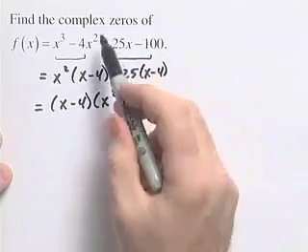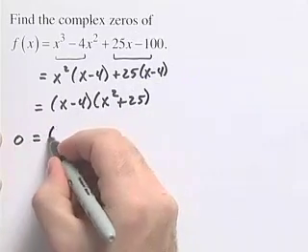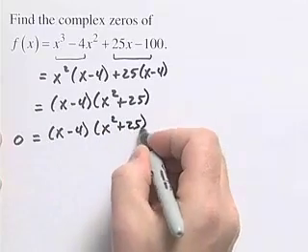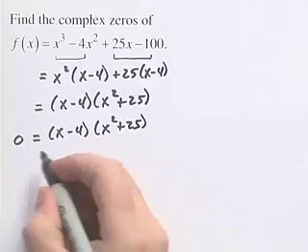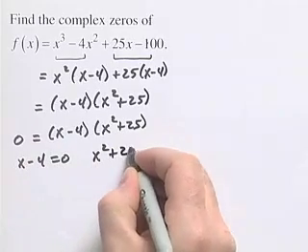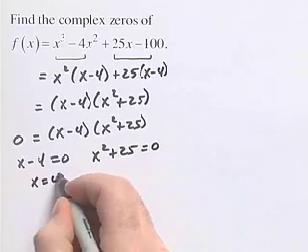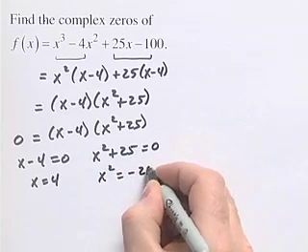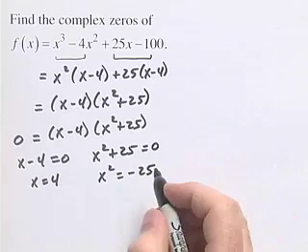We want to find all the complex zeros for this, so we could set this function equal to 0 and solve. To do this, we're going to set each of these factors equal to 0. So I'll have x minus 4 equals 0 and x squared plus 25 equals 0. Here I'll get x is equal to 4. Here I'll have x squared equals negative 25. This is already solved, so we'll just continue working on this part.